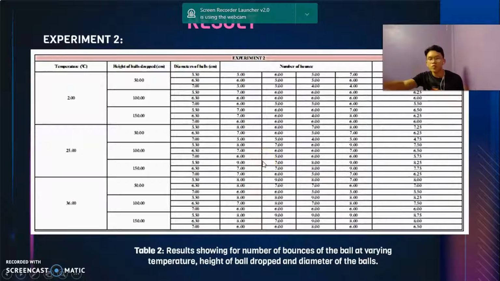And the second one is experiment 2, which is the same as experiment 1, but the difference is just the number of bounces here. We observe the number of bounces instead of time taken. So with the same 4 repetitions, we calculate the average of the number of bounces.